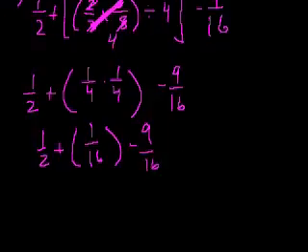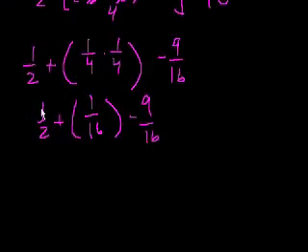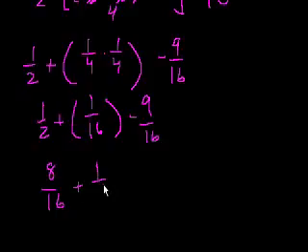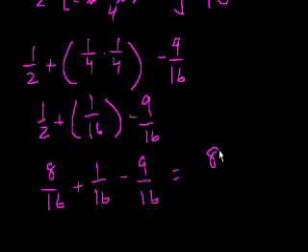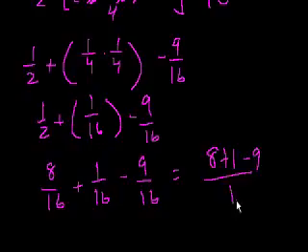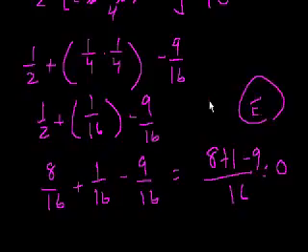It doesn't matter what order we do it in, but since everything's in 16, let me write this in 16. So this is 8/16 plus 1/16 minus 9/16. That's equal to 8 plus 1 minus 9, all over 16. Well, that's 9 minus 9, which equals 0. Choice E. All that work to get to 0. Next problem.